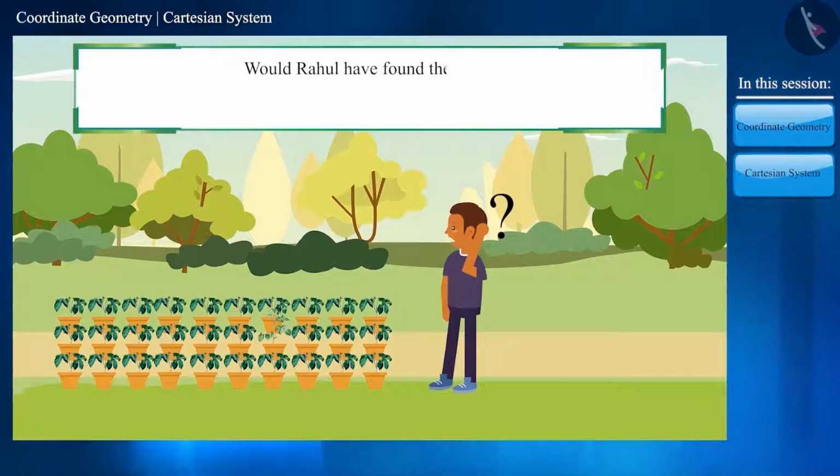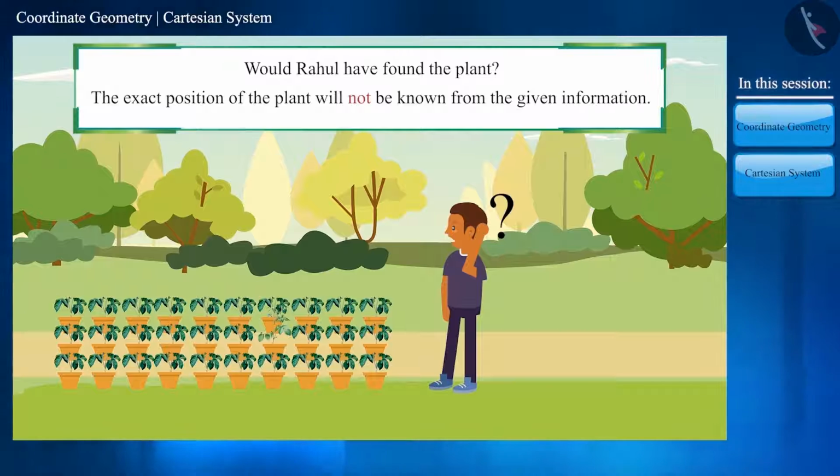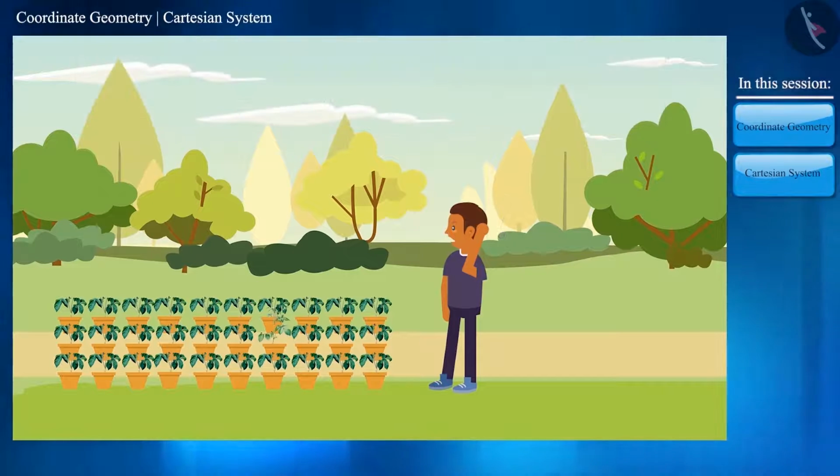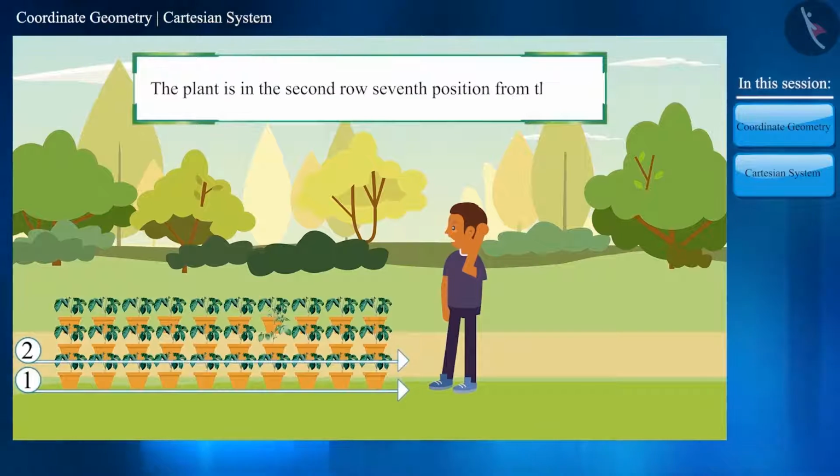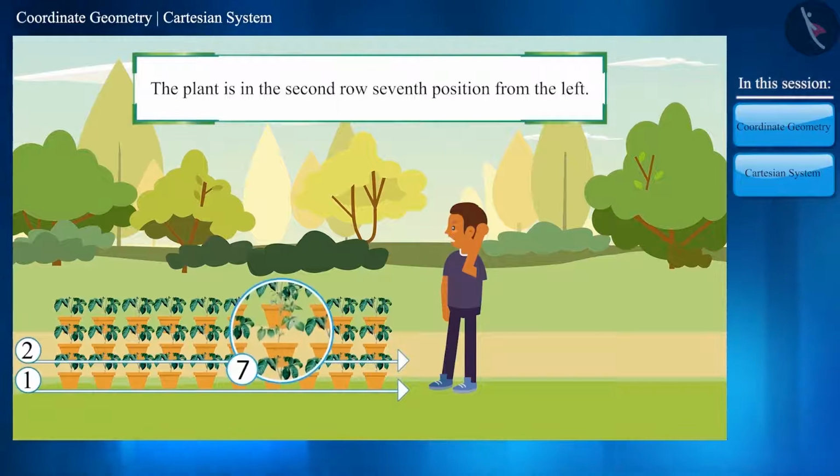Now tell me, would Rahul have found the plant based on the information given by his mother? Friends, the information given is not sufficient. It will only tell on which side the plant is located in the garden, but the exact position of the plant will not be known. If he would have gotten the information that the plant is in the second row, 7th position from the left, then how easy it would have been for Rahul to find the plant.